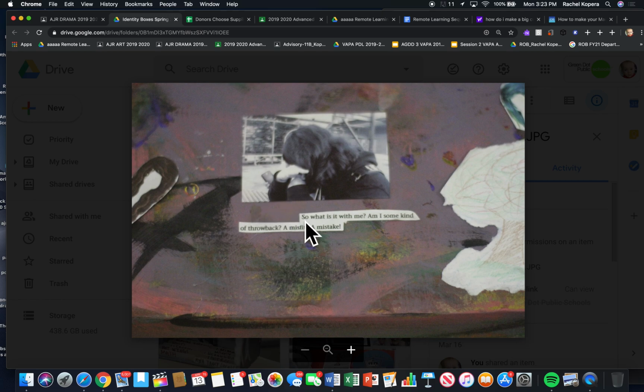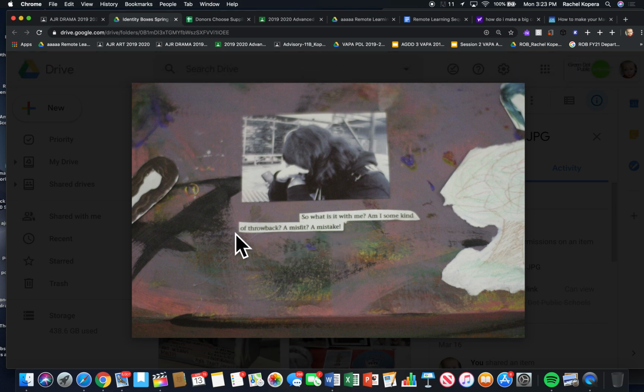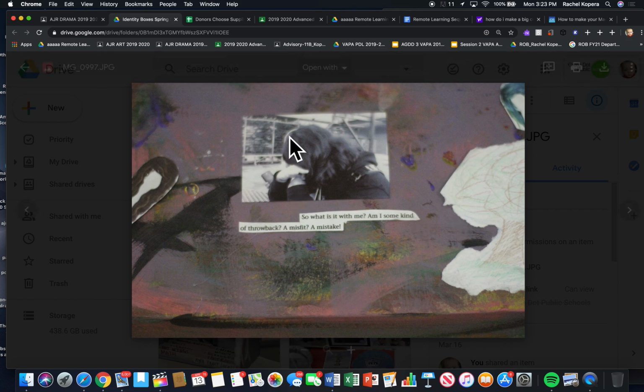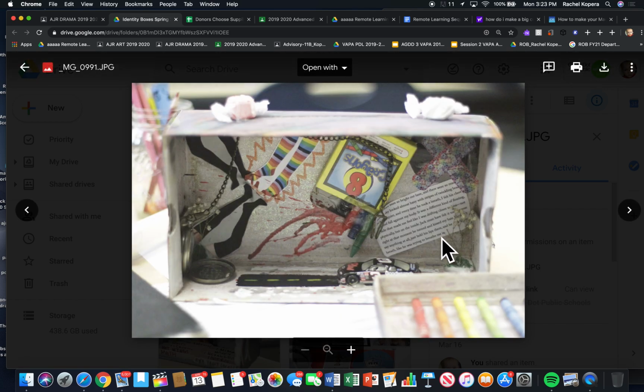But you put in there what is part of your identity, who you are. I love this. So what is it with me? Am I some kind of throwback, a misfit, a mistake? Wow. Right? So this is the outside, right? Always hiding behind their hair. Always having a mask on. Well, we're going to go deeper. This is the inside of that same box.